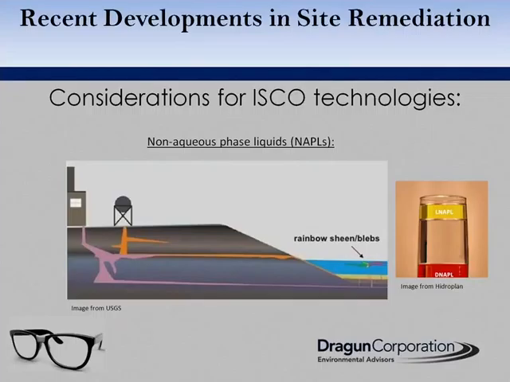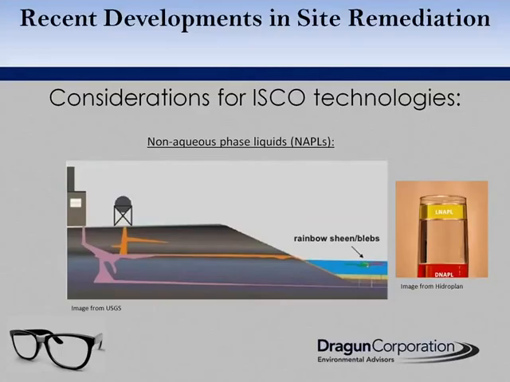So NAPLs really pose a significant problem for potential ISCO sites because, as we just discussed, oxidants are best applied to contaminants below the water table that are in the dissolved phase. Now, you can inject ISCO below LNAPL or above DNAPL and reduce the contaminants in the dissolved phase, but the NAPL will only redissolve in the groundwater gradually until that quasi-equilibrium state is reachieved. So for these reasons, ISCO is definitely not recommended for sites with NAPLs.